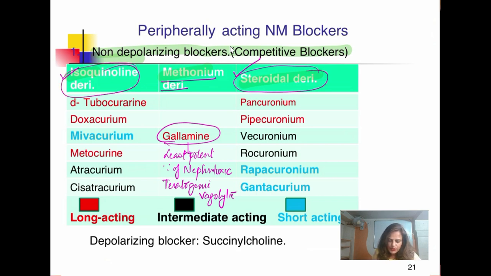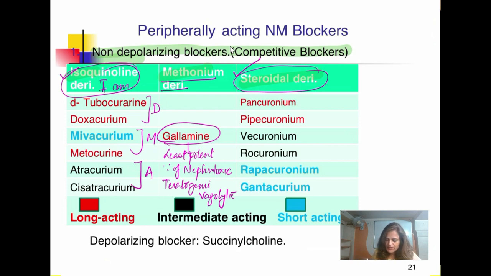You have d-tubocurarine, doxacurium, and others. If I remember them like this: I am GM in anesthesia. So I stands for isoquinoline. D stands for d-tubocurarine and doxacurium. M stands for two drugs, mivacurium and metocurine. And A stands for atracurium and its enantiomer, that is cisatracurium.